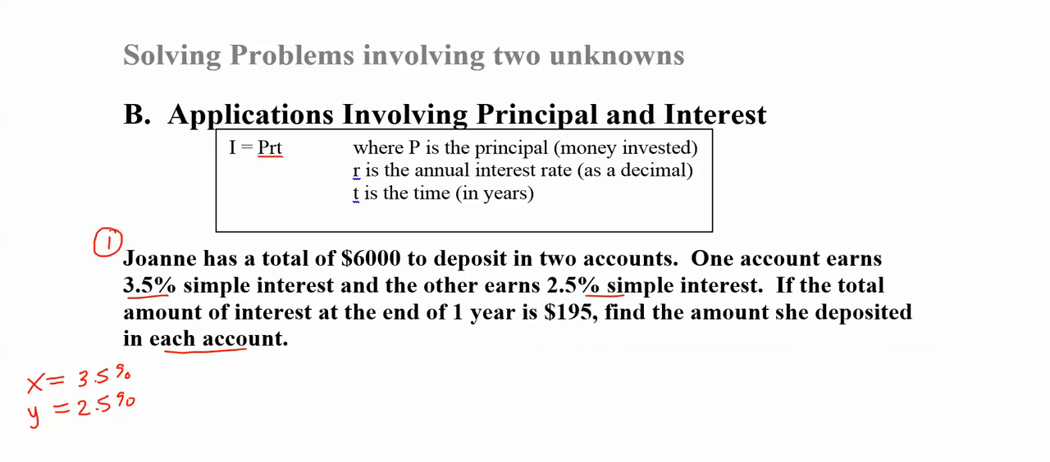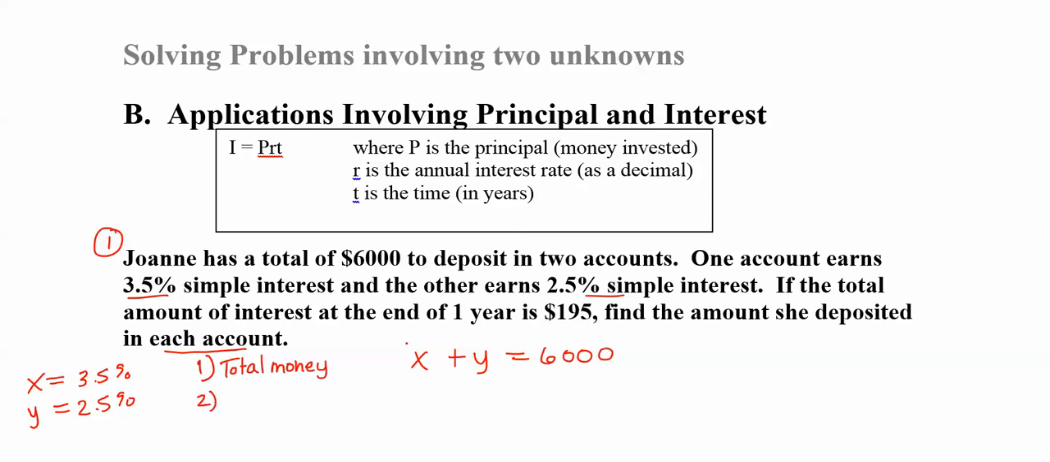Let's look at the first sentence because that's going to give us our first equation. Joanne has a total of $6,000 to deposit in 2 accounts. So my first equation is going to be my total money equation. And it's just x dollars plus y dollars equals $6,000 total. No interest, no percentages there, just total money added together is $6,000.